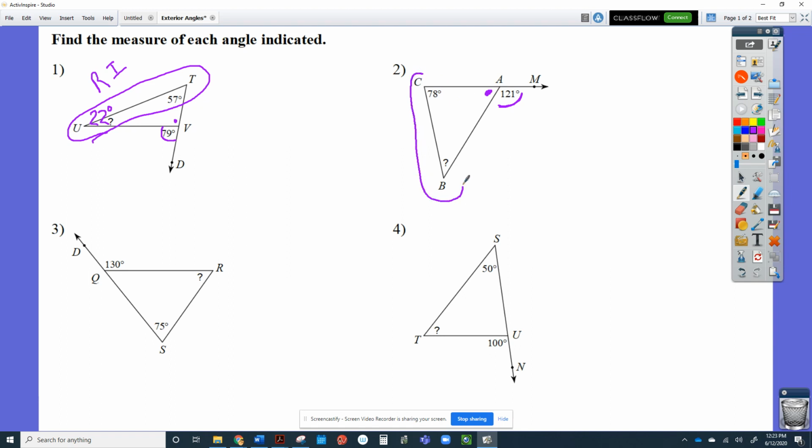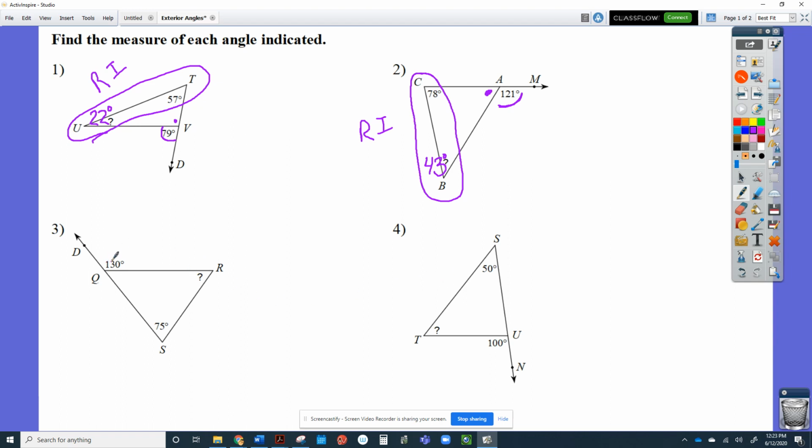So the other two, these two right here, are your remote interior angles. That means that 78 plus this angle down here is supposed to equal 121. So you take 121, take 78 away from it, and you're left with 43. So that means this angle down here should be 43 degrees.